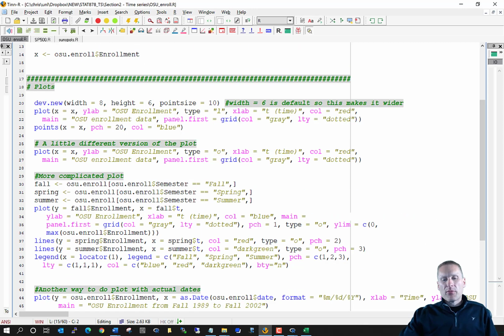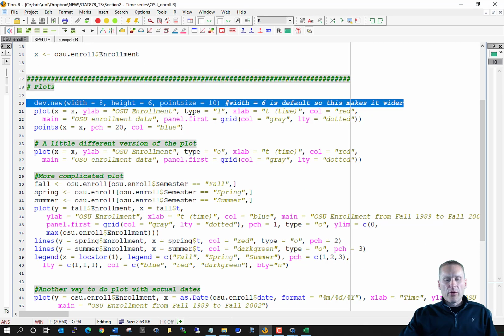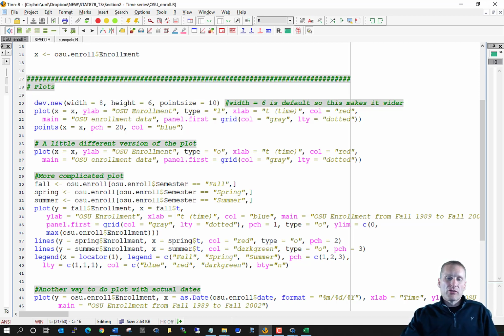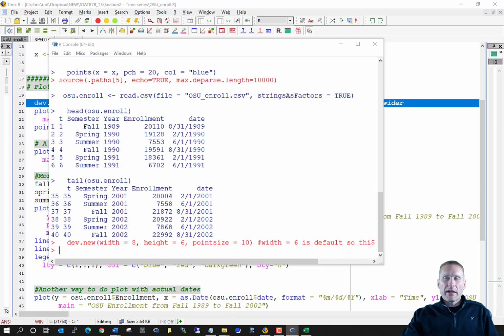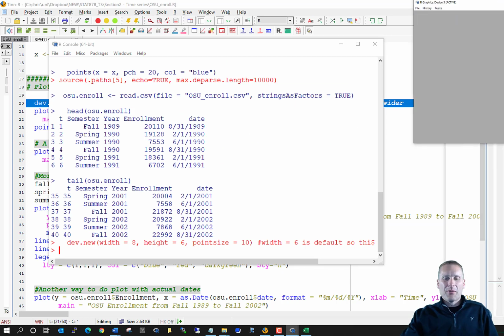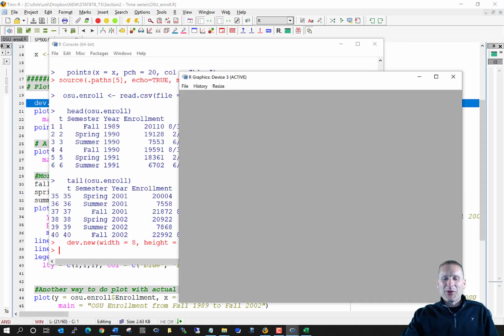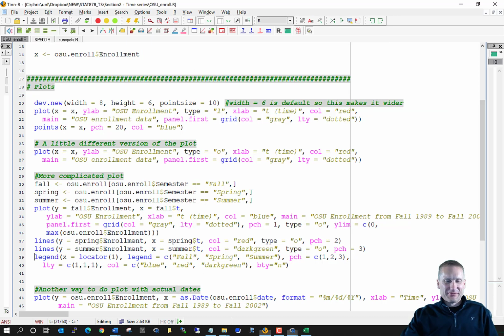In my program here, what I'm going to do first is open up a new graphics window. I don't have to do this. I just do this often because I want to control the width and the height. This is measured in inches, 8 inches by 6 inches, and also my font size. If I execute that code, a new plotting window pops up in a different monitor than the one that's being recorded right now, and there is the actual graphics window.